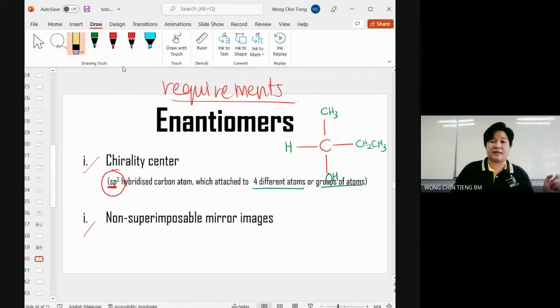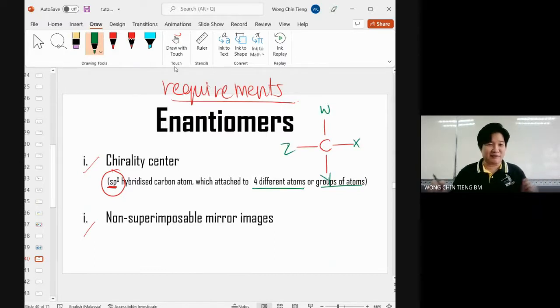And as usual, I don't want to give an example, because when I give an example, you say it's only those 4 groups. So, W, X, Y, Z. I don't care what it is, but I want 4 different groups, no matter whether it's cyclic, straight chain, functional group or not. Is that clear?